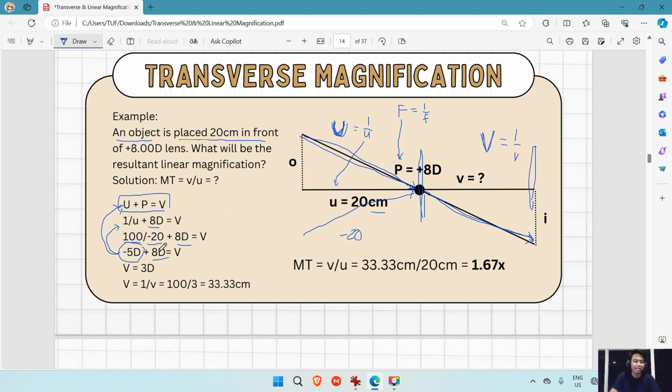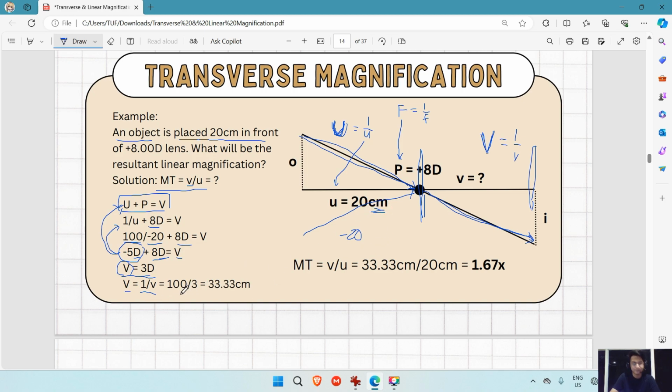So, we can now get our V. Since they have the same units, both in diopters, negative 5D plus 8D is equal to 3D. So, you have the value for V. So, can we now solve for this equation? Still no, since it is still big V. So, to get the small v value, we go back: big V is equal to 1 over small v.